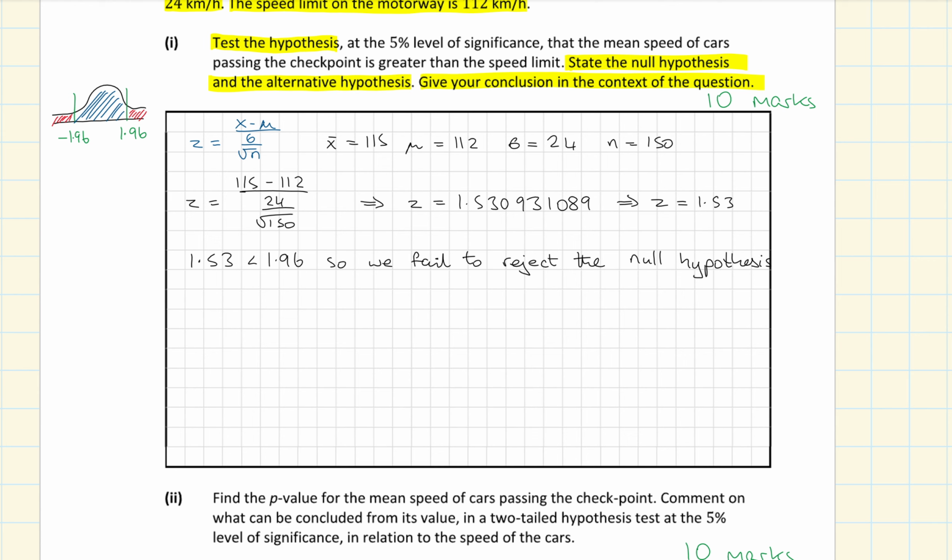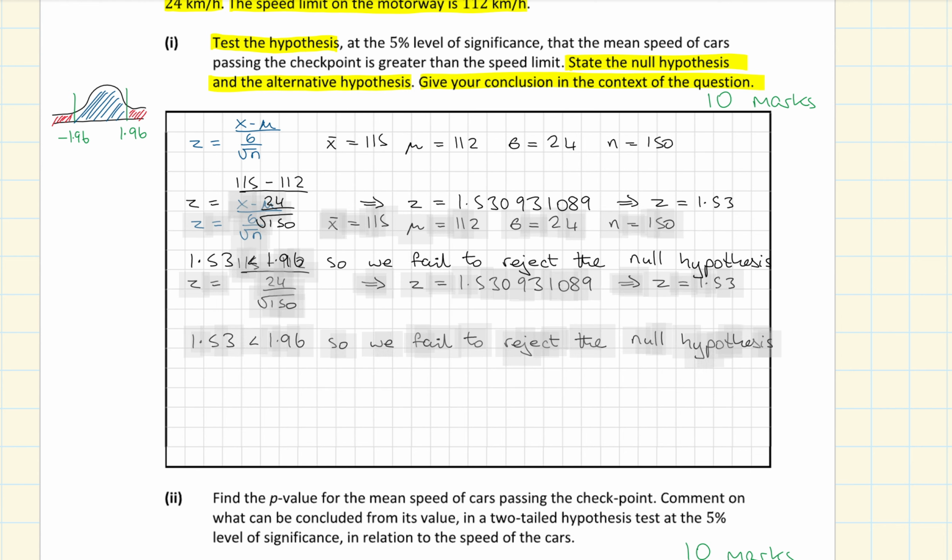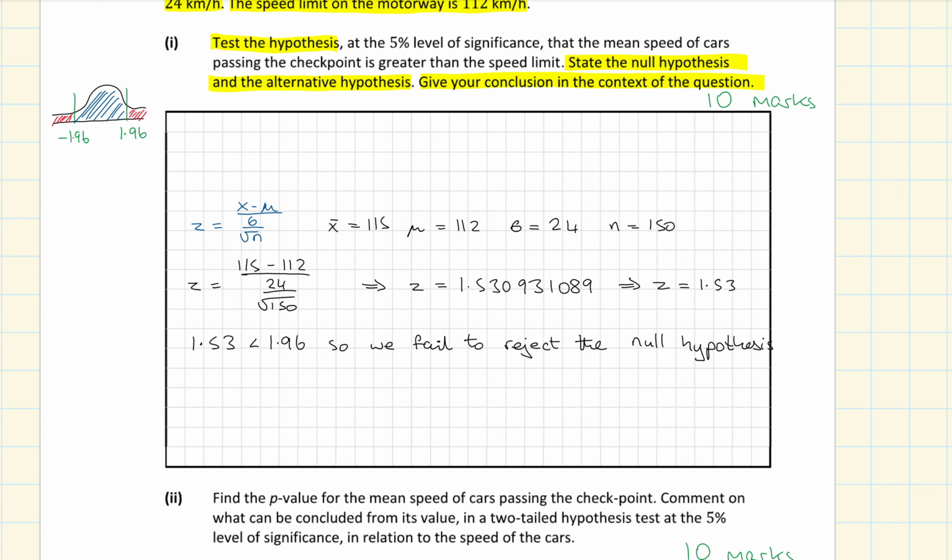Now, what we would have needed to do at the start of the question is state your null hypothesis and alternative. So our null hypothesis is that the mean speed is 112, and then the alternative is that it's not equal to 112.